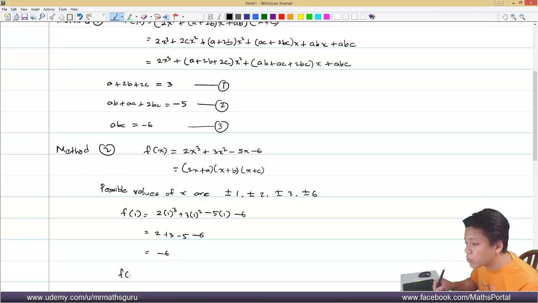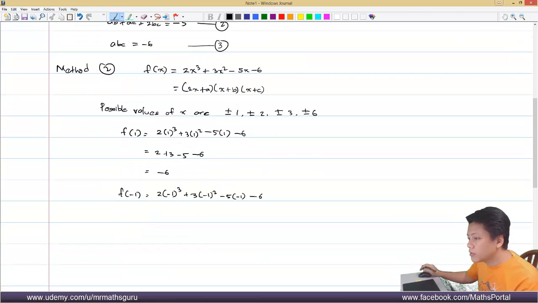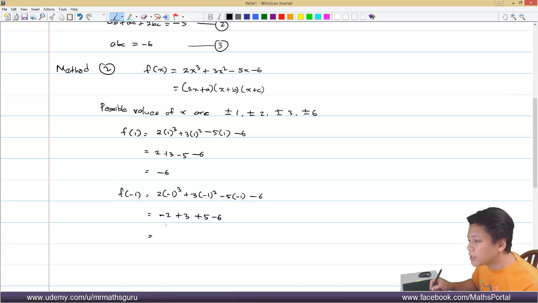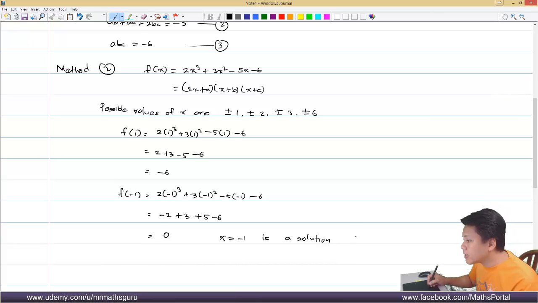So let's try f(minus 1) this time. 2 times minus 1 cubed, plus 3 times minus 1 squared, minus 5 times minus 1, minus 6, that is equal to minus 2 plus 3 plus 5 minus 6, that is 1 plus 5 minus 6, which equals 0. Okay, x equal to minus 1 is a solution, and we need 2 more values of x, which also means that x plus 1 is a factor.